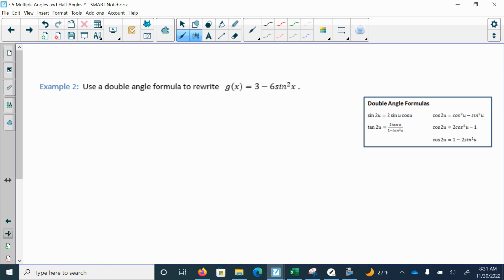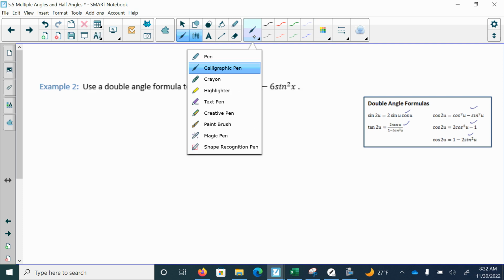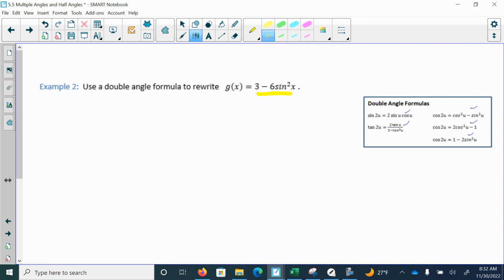So that's example 1. Example 2 says use a double angle formula. So here are my double angle formulas again to rewrite this. I want to rewrite it so that it looks like one of these sides here. The only ones that stand a chance of looking like that are the ones where I have subtraction in it, and the only ones with subtraction are these 3.